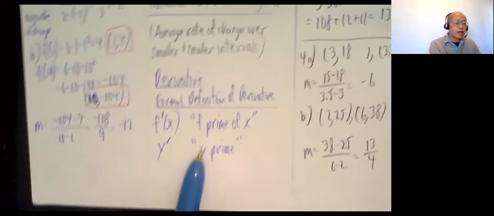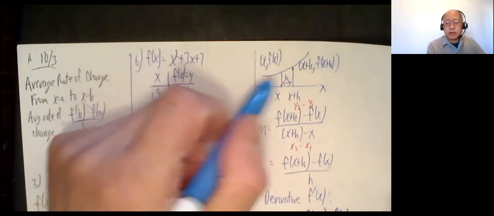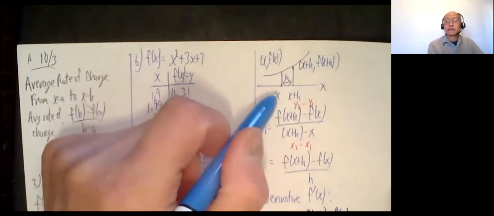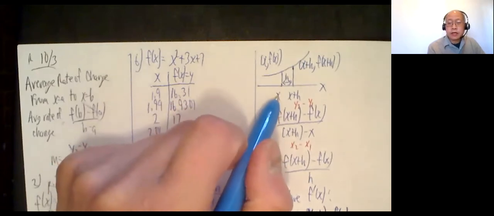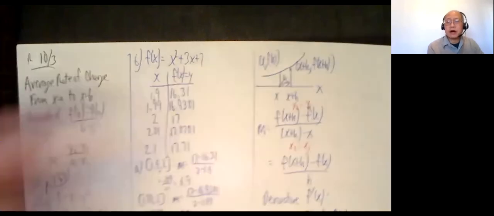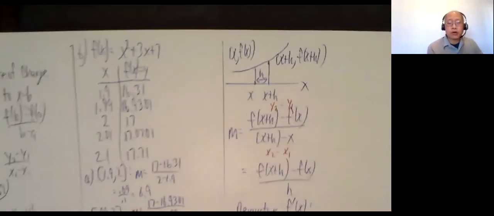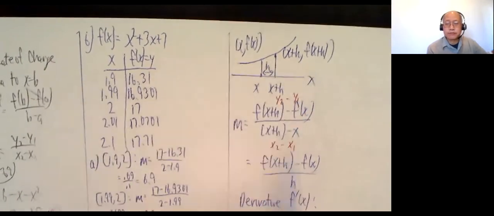Now, how do I formalize that concept? So I'll show you now on some graph. So here's a graph. What's the function? We don't know and we don't care. Here's X plus H. So I'm going to write this X comma F of X. The Y value is F of X plus H comma F of X plus H.